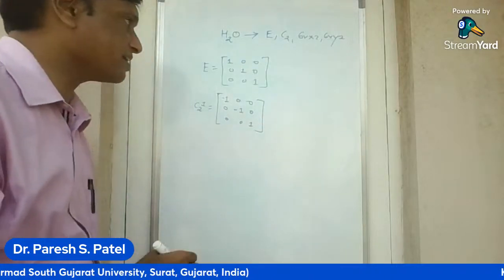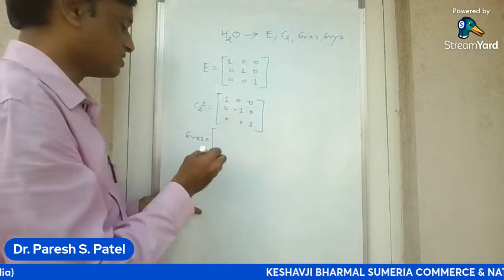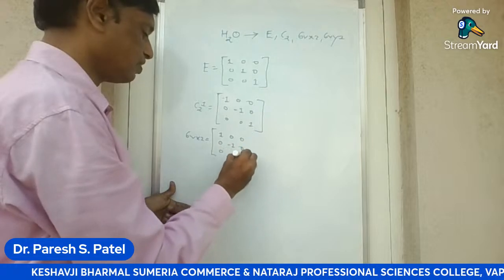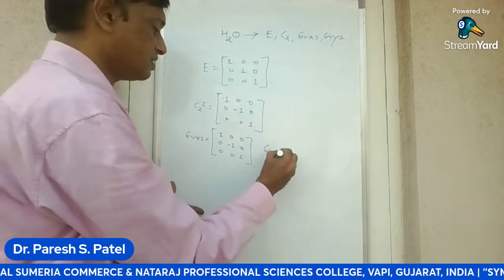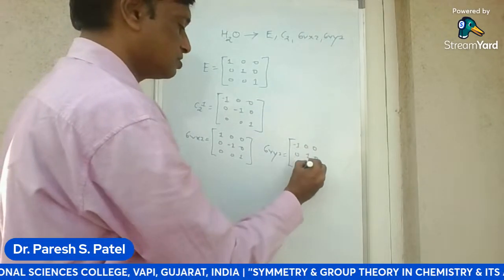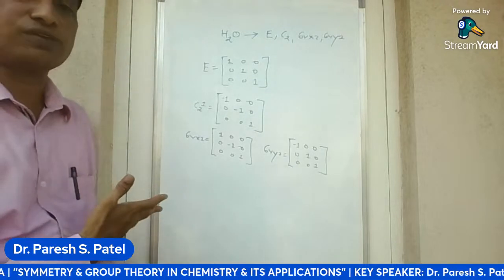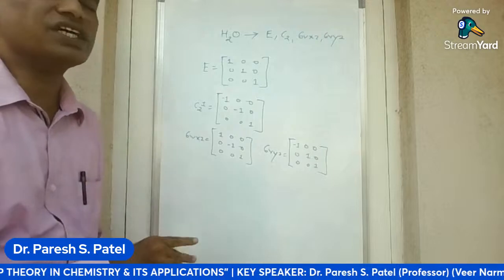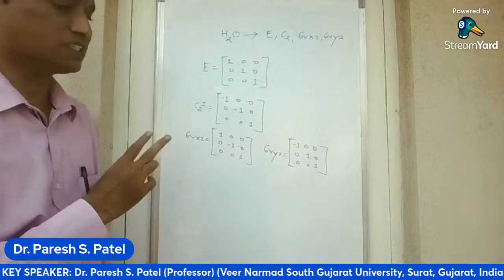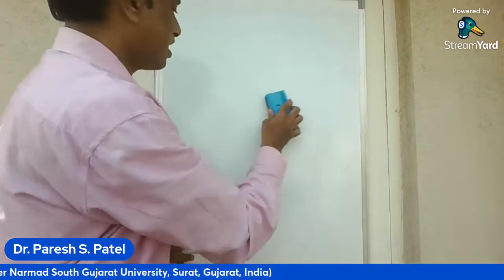Now what about sigma v xz and sigma v yz? We already discussed sigma v xz, which is nothing but 1, 0, 0, 0, minus 1, 0, 0, 0, 1. We already derived that sigma v yz is equal to minus 1, 0, 0, 0, 1, 0, 0, 0, 1. So dear students, these are the matrix representations for the water molecule. Next molecule is the ammonia molecule.